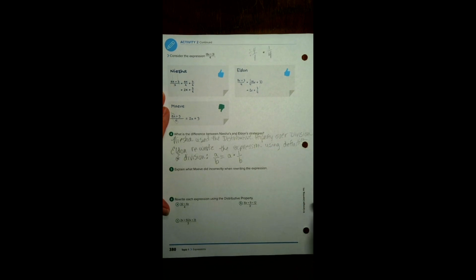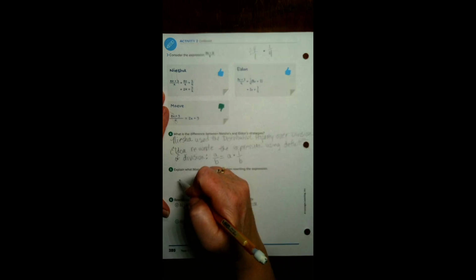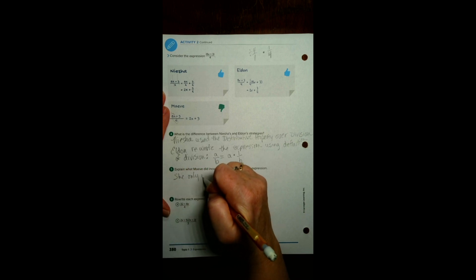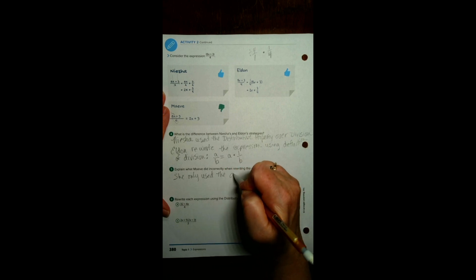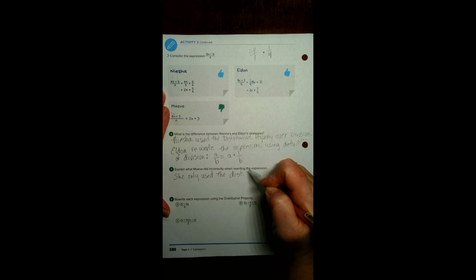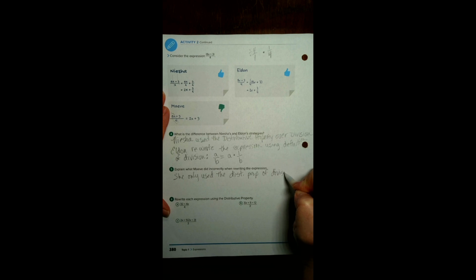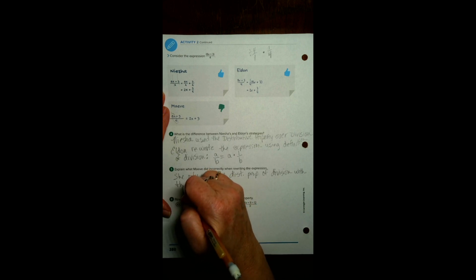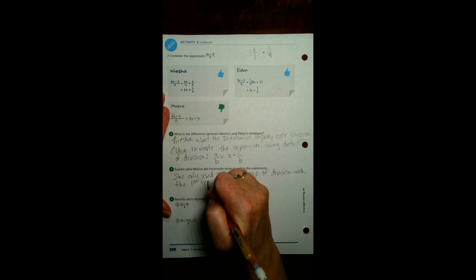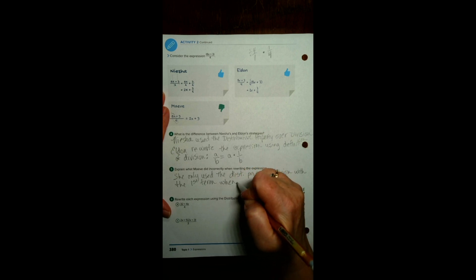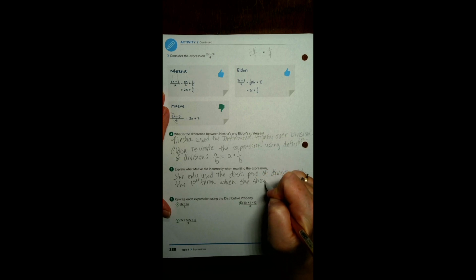Explain what Maeve did incorrectly when rewriting the expression. So she only used the distributive, we're going to abbreviate it, guys, property of division with the first term when she should have with both.